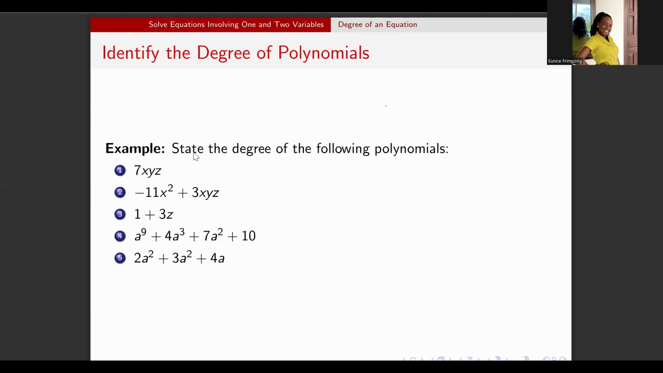So let's move to these examples. State the degree of the following polynomials. Number 1 has just one term. Number 2 has two terms. It has minus 11x squared and 3xyz. Number 4 has four terms. It has a to the power 9, 4a to the power 3, 7a squared, 10. So let's start with question 1.